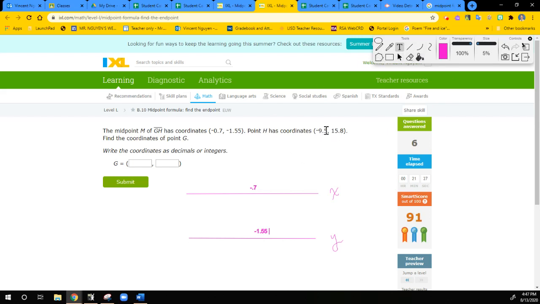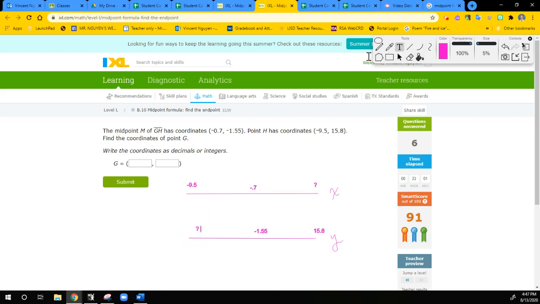Then you go over here and you say, okay, what did they give me? They give me negative 9.5 for the x value. Negative 9.5 is actually over here because it's smaller, right? Negative 9.5, okay? And over here, I am looking for it. I don't know what it is. For the y value, it's 15.8. 15.8 is a large number. It's bigger than this guy. So I'm going to put it over here. 15.8. So now I'm looking for this endpoint over here.